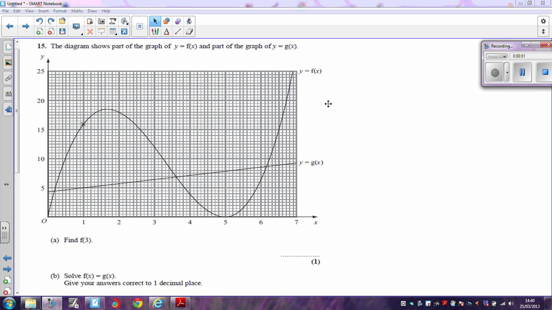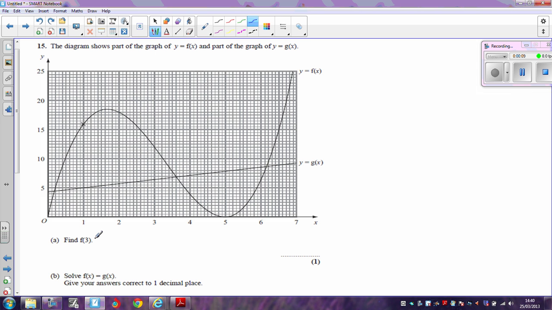Okay, here we're given the graphs of two different functions. The curved one is y equals f of x, and the straight one here is y equals g of x. And the first thing we're asked to find is f of 3. We know that f of x is shown by the curve. F of 3 means that we go to 3 here, so we've got an x value of 3. We'll then head up to the curve, and we can see that f of 3 is going to be 12.